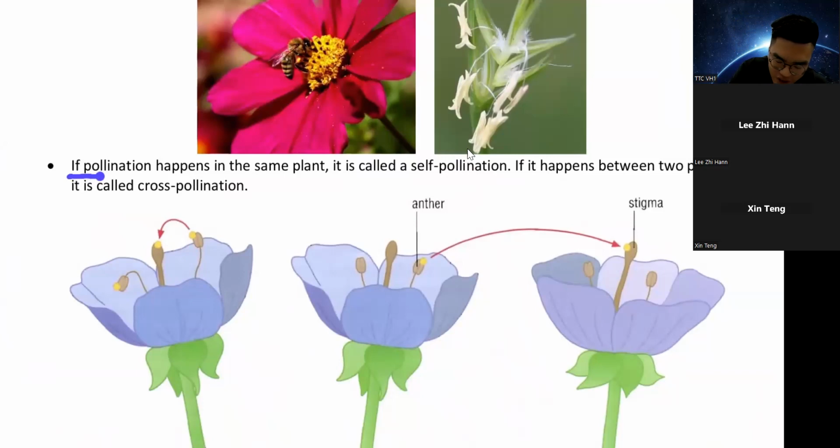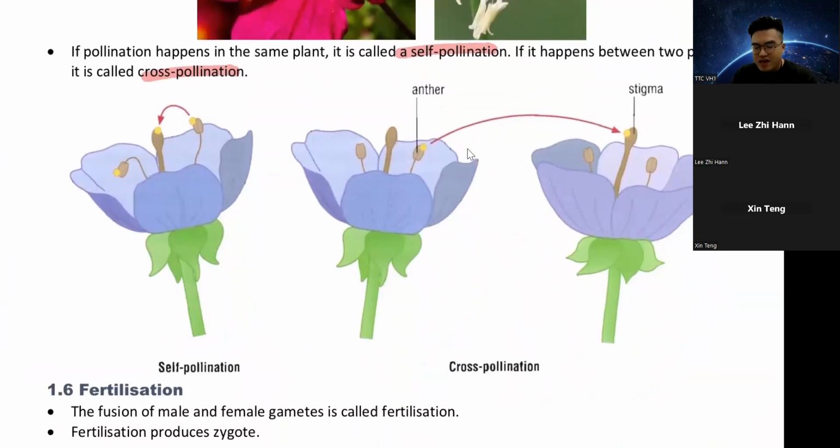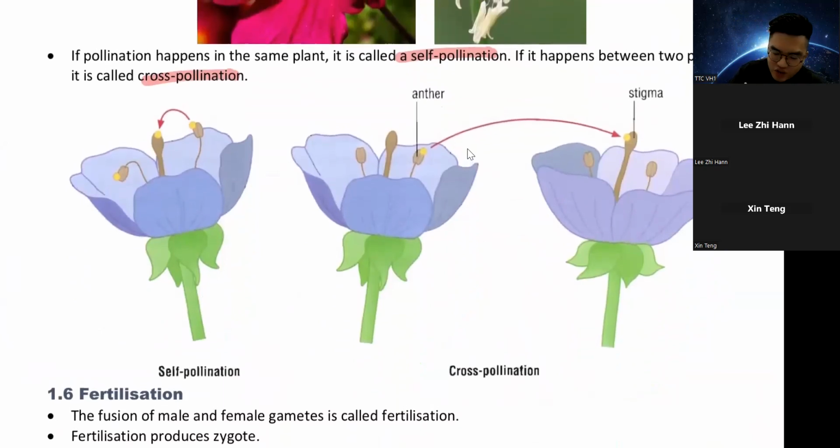Okay, so if pollination happens in the same plant, it is called self-pollination. This is very important. We have two types of pollination: self-pollination and cross-pollination. What is self-pollination? Self-pollination is when you get pregnant yourself. I know it sounds weird, but some flowers can do it because they are bisexual. They have male and female parts, so they fertilize themselves. They get pregnant with themselves.